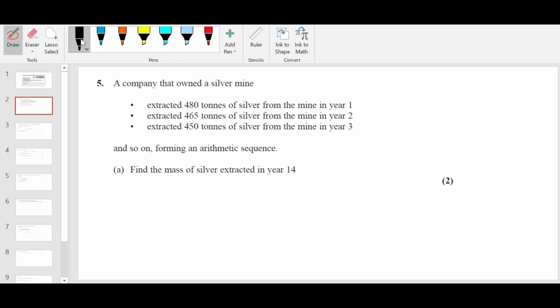A company that owned a silver mine extracted 480 tons of silver in year 1. Okay, year 1, 480 tons; year 2, 465; year 3, 450. As you can see, it's an arithmetic sequence and it's also mentioned here. Find the mass of silver extracted in year 14. Year 14 is basically the 14th term.